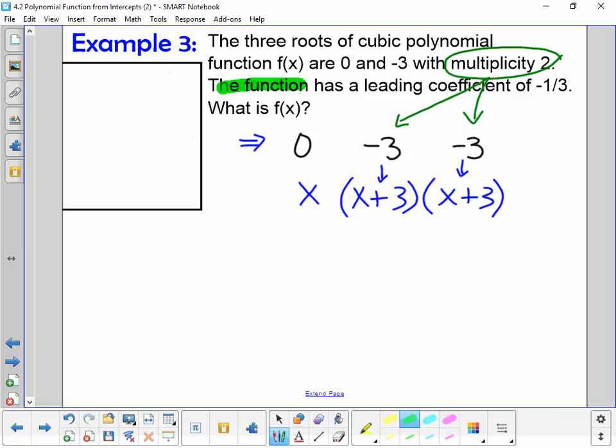Now it does give us a bit more information here. The function has a leading coefficient of -1/3. We're going to come back to that in a minute. First, let's put our function into standard form.